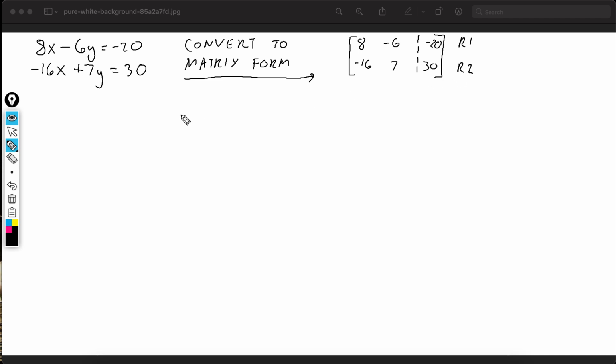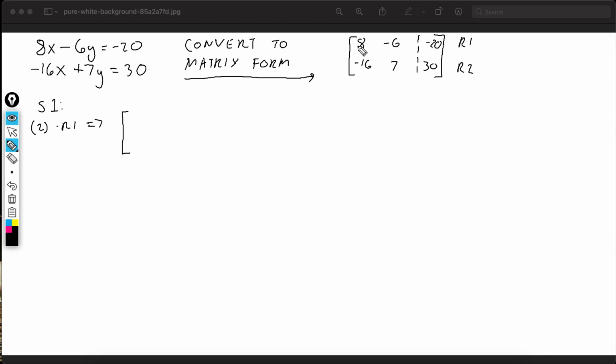Okay? With me so far? So let's go for it. Step 1. What we're going to do here is multiply 2 times row 1. Okay? That's all we're doing so far.